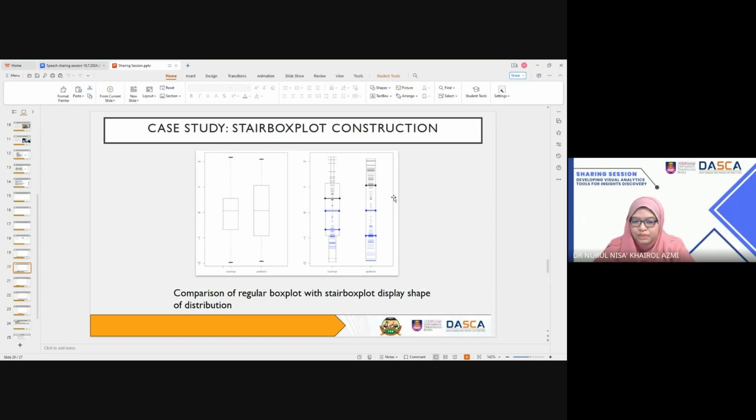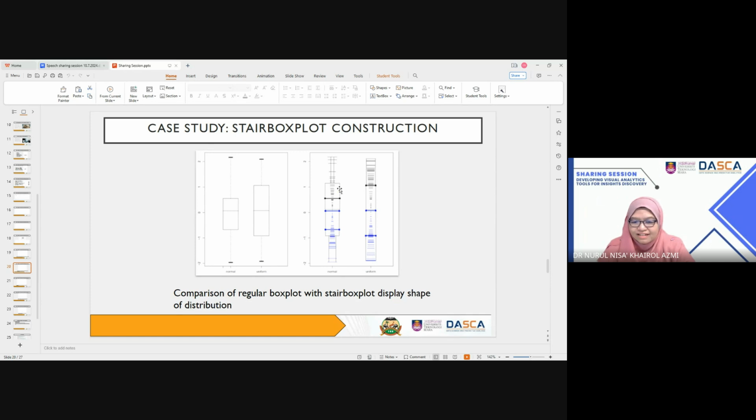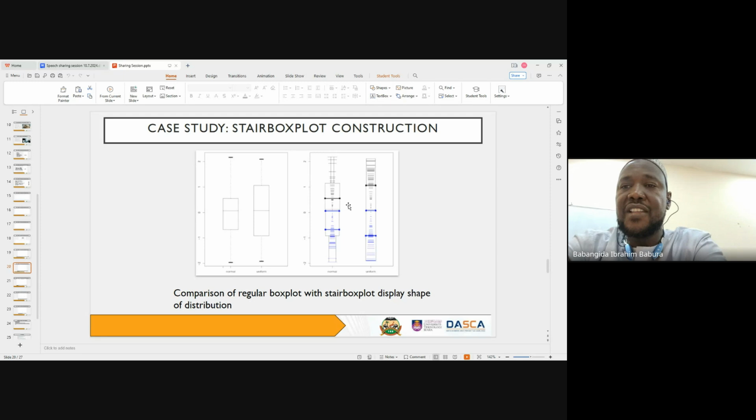Because we want to come up with the box plot in our programming, then we just call the function of box plot, then we can just produce the box plot. Yeah, for the stair box plot. So is there any package to come up with this? Yeah, that's what I said. We have a function. There is no package yet. Okay. It's a function. It's not made as a package.